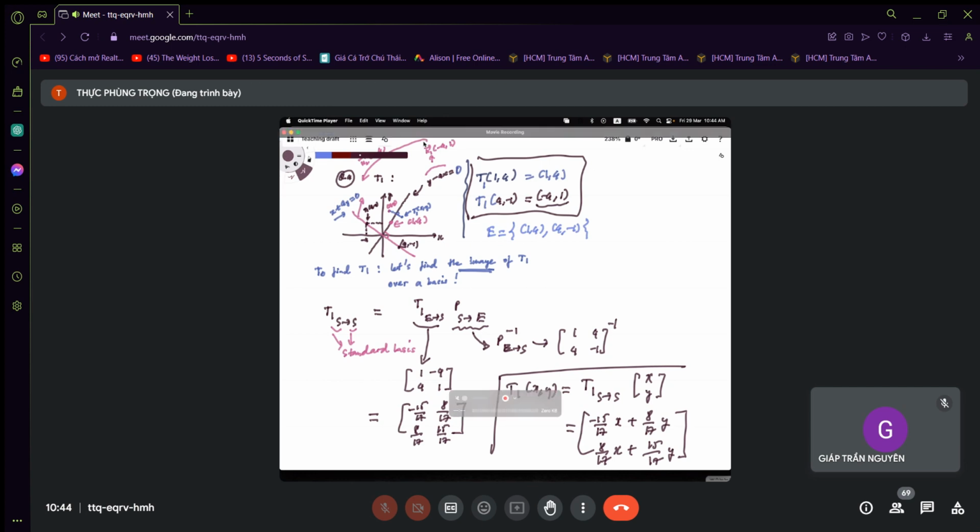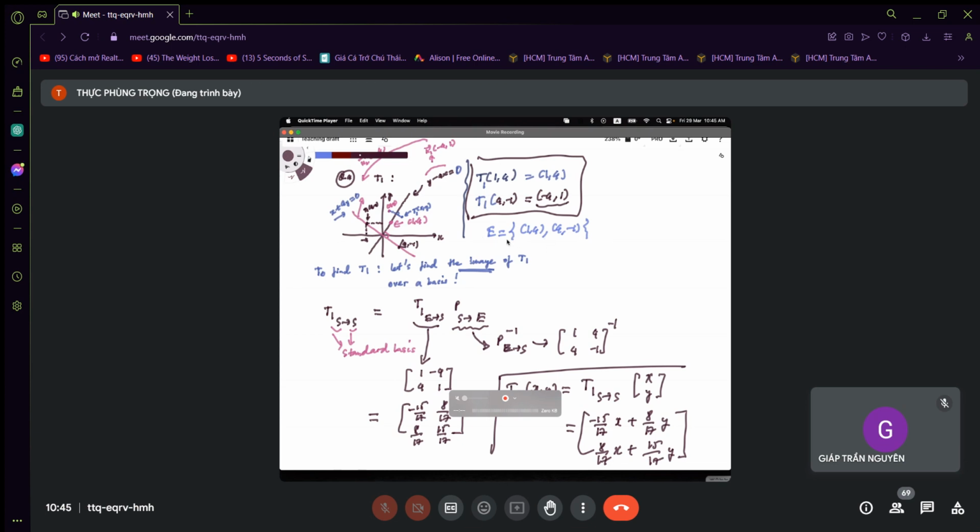Right here, I consider (1, 4) and (4, -1) just because I can get the image easily, right? (1, 4) is already on the line, of course, the image is also (1, 4), by definition of T1. And the second vector I need right here is (4, -1). (4, -1) is right here, then the image is (-4, 1). Anyway, so I get a basis (1, 4) and (4, -1).